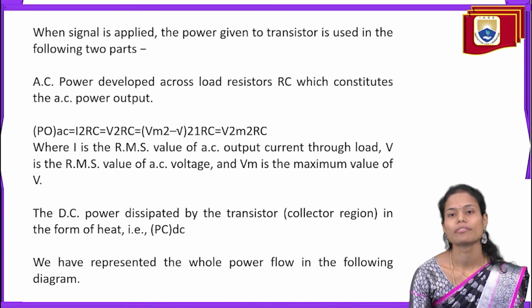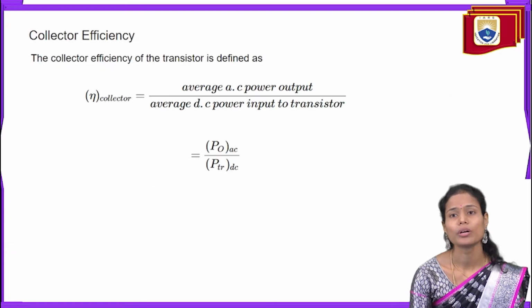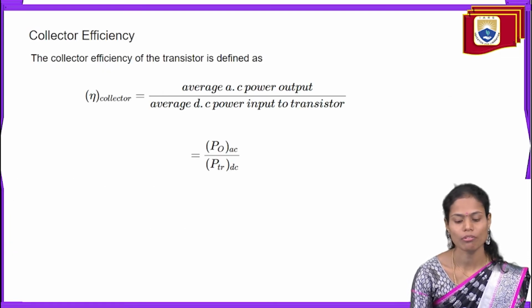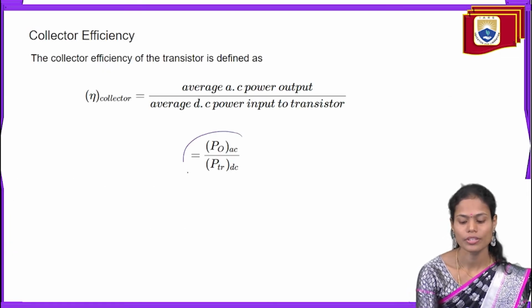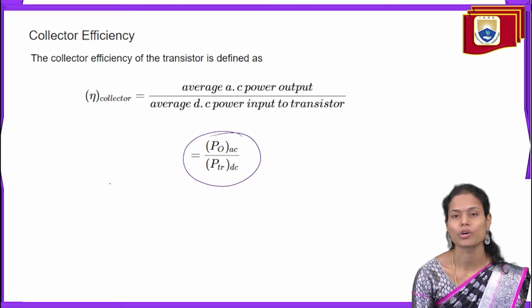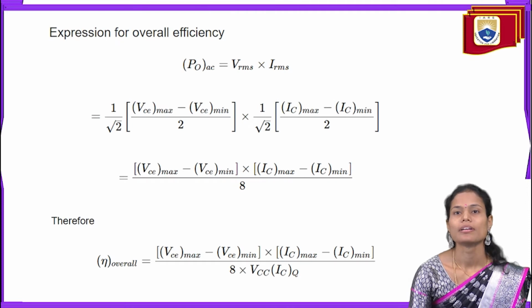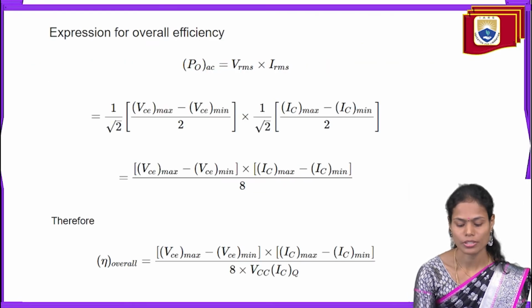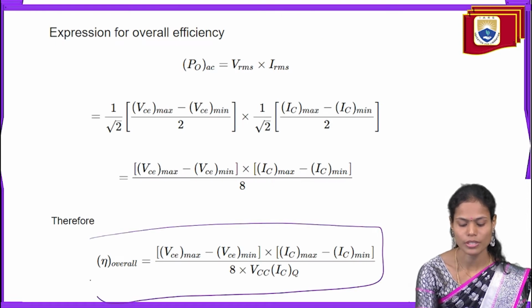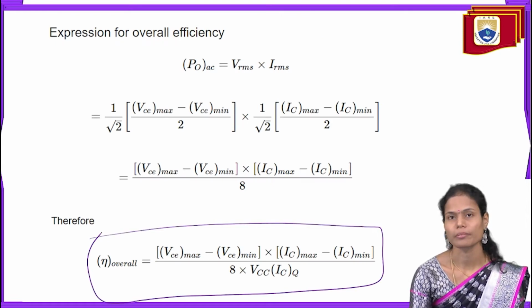This derivation we need to do to prove the collector efficiency of the given amplifier, which is the output power to the input power. And if you want to find the overall efficiency, we have to take the efficiency of the two stages and multiply them to get the overall efficiency. So this is the overall efficiency of the given amplifier.